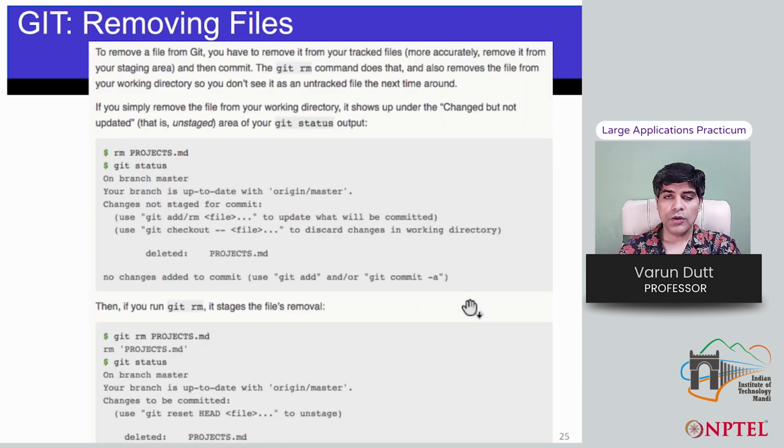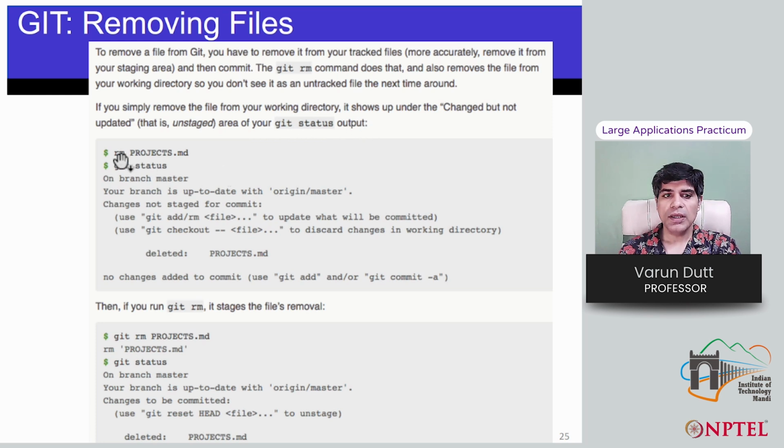Now we can also remove files from the stage. To remove a file from Git, you have to remove it from the tracked files first, remove it from your staging area, and then commit it. The git rm command does exactly that, and also removes the file from your working directory, so you don't see it as an untracked file the next time around. If you simply remove the file from your working directory, it shows up under the changed but not updated category, that is, the unstaged area, if you run the git status command.